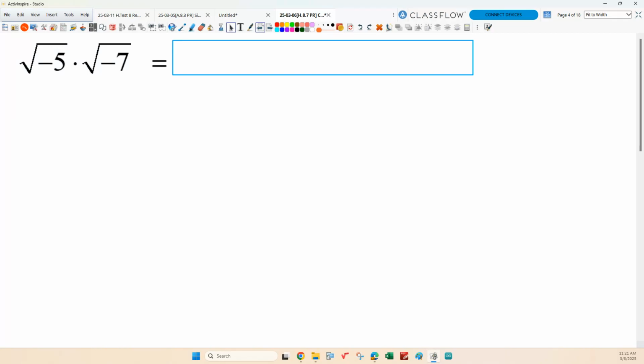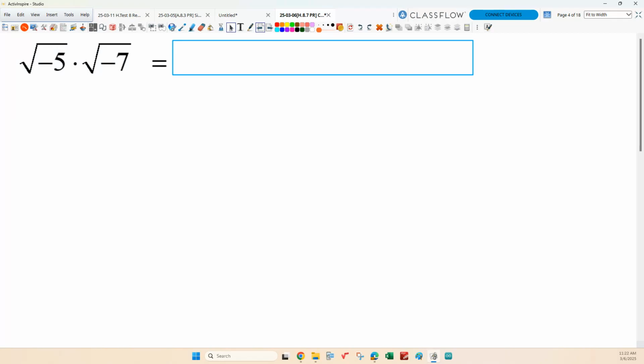What do you think about that one? Anyone want to hazard a guess? What do you think? And what would you get? You get square root of 35 I squared, which is, what's I squared?